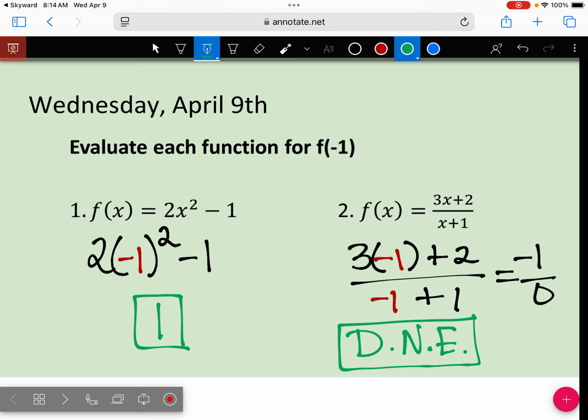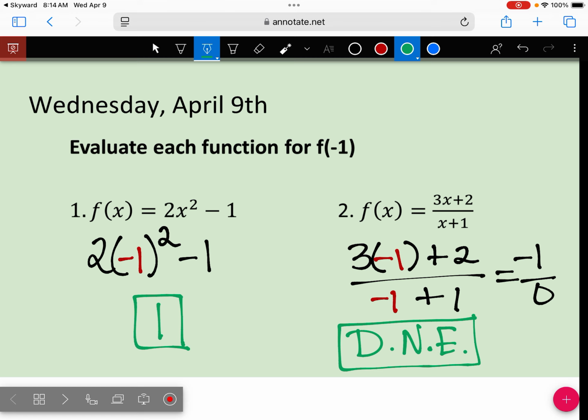All right, compare your answers. Who agrees with my two answers? So for the first one, I got +1. And the second one is does not exist. You cannot divide by 0. That is mathematically impossible, to take anything and divide it by 0. So if you ever have a 0 in your denominator, it does not exist.